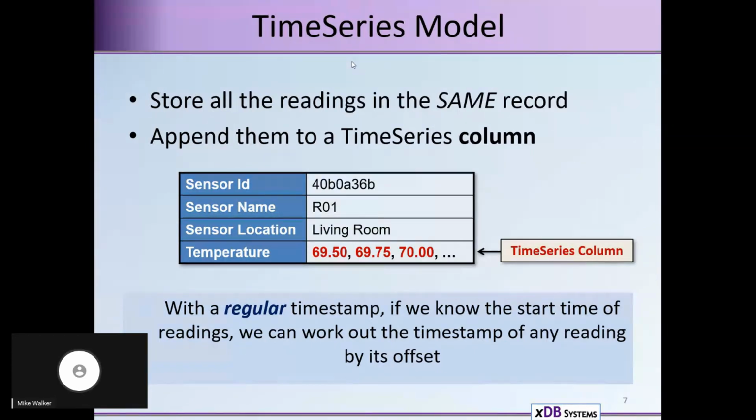Now, you'll notice there's no timestamp associated with these. We don't need that when the data comes in at regular intervals. As long as we know what the starting point of that time series is, we know the timestamp of any of the readings based on an offset from that origin.